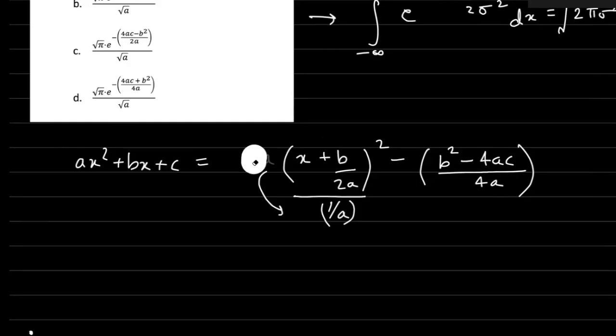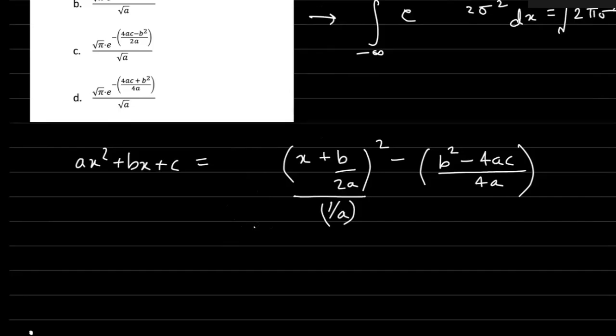As you know that ax square plus bx plus c can be written as a times x plus b by 2a whole square minus b square minus 4ac by 4a, and then you bring this down. Okay, it will become 1 by a times, and I'll erase this.